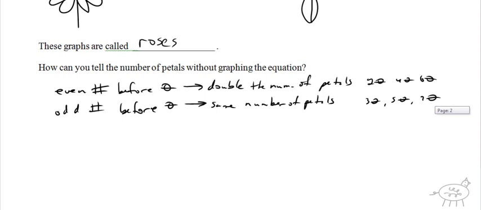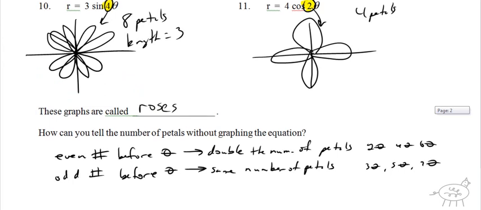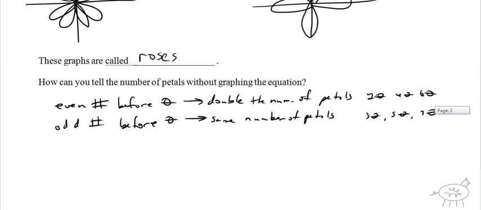I mean, have you ever seen a 1-petal rose unless it's dying? All right, so a 1-petal rose we call a circle. Don't call it a rose. That's even a way to help you remember, because sometimes people forget: is it the even number that's double, or the odd number that's double? Just remember, if it's a 1-petal rose, which is a circle, you don't draw 2 petals.